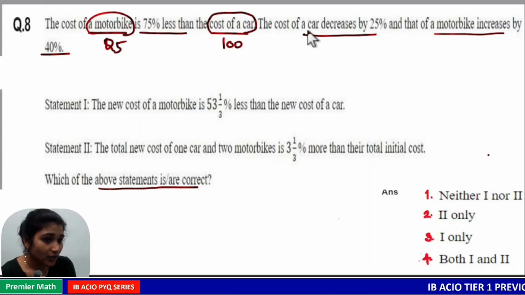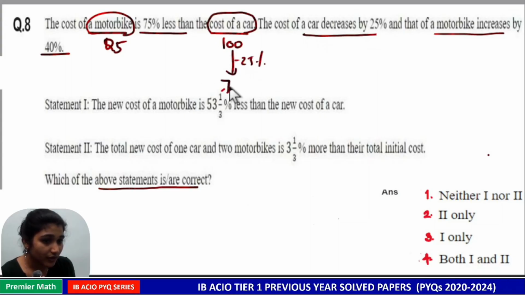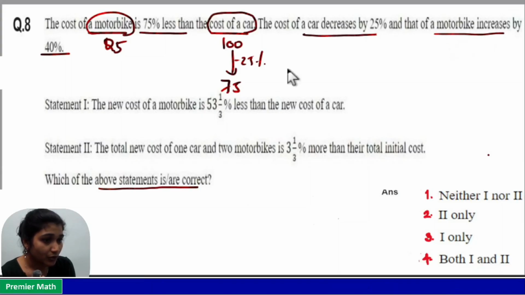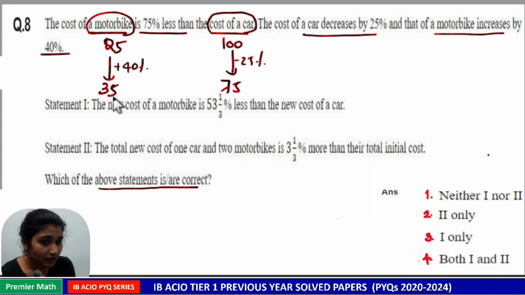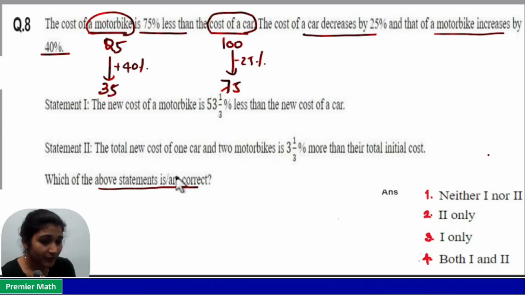And here cost of car decreases by 25%. So 25% decrement from 100 means 100 minus 25, 75 rupees is the cost of new car. And cost of motorbike increases by 40%. So 40% increment from 25 means 10% of 25 is 2.5. Then 40% is 4 into 2.5, 10. So 10 increment from 25 means 35 is the cost of new motorbike.